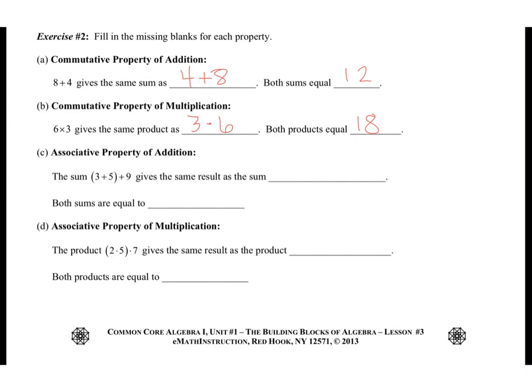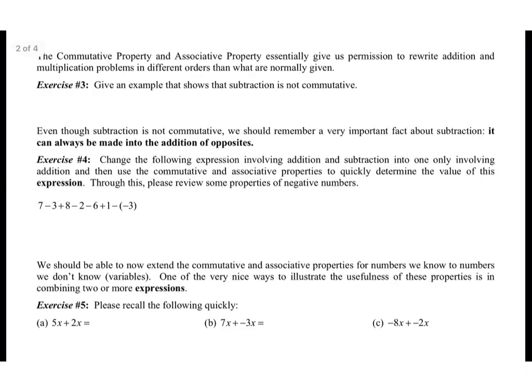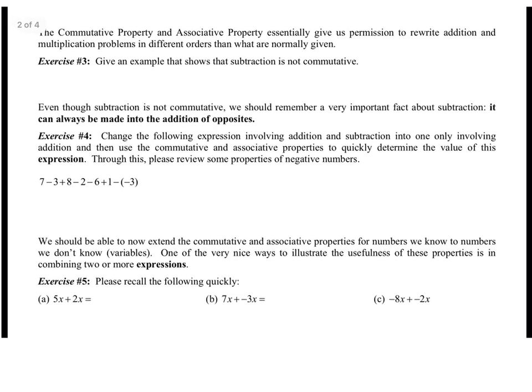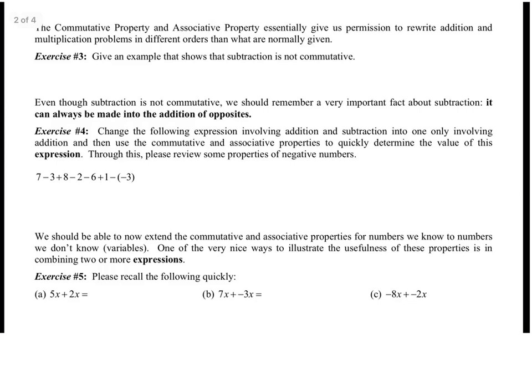The associative property of addition: the sum (3 plus 5) plus 9 gives the same result as the sum 3 plus (5 plus 9). Both sums are equal to 17. The associative property of multiplication: the product (2 times 5) times 7 gives the same product as 2 times (5 times 7). Both products are equal to 70. The commutative property and associative property essentially give us permission to rewrite addition and multiplication problems in different orders than what they are normally given.